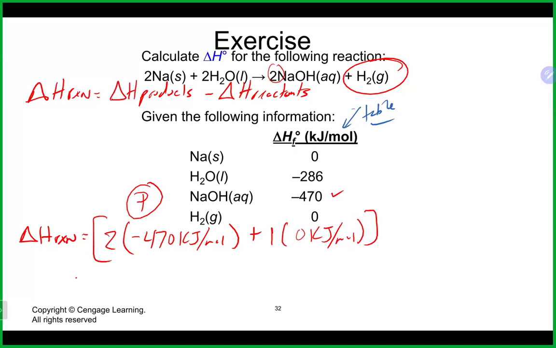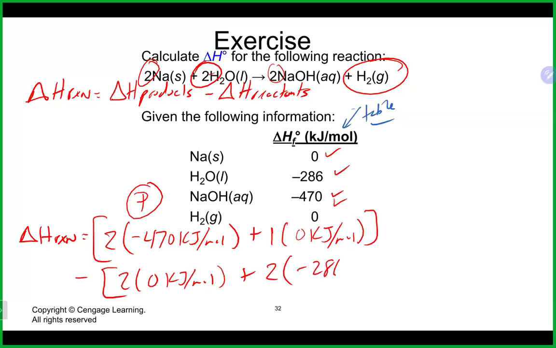We will then subtract it. I'll go underneath. From our reactants, we have 2 sodiums. So 2 times our value of sodium from the table, which is 0 as well, plus our other reactant, which is water. So that's going to be 2 times the value of water from our table, negative 286 kilojoules per mole. Again, going to close that up. That's all of our reactants.